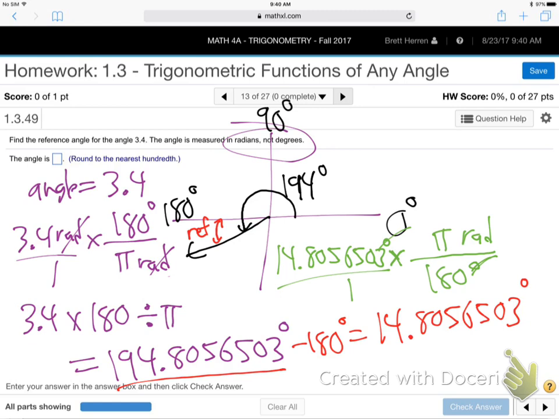14.8056503 times pi divided by 180. Anything under the bar is divided, right? And you probably don't need all those decimals. That's probably overkill. You could probably just use 3 of them or whatever. And what do we get? Anybody got an answer on that?